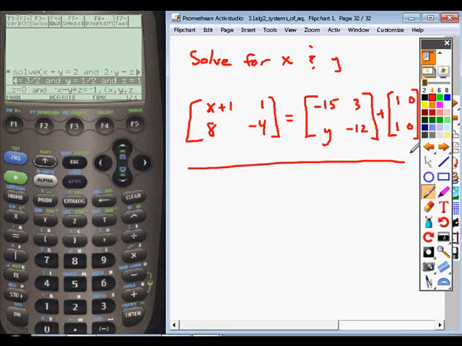Okay, this is one that you should be able to do by hand. When you add and subtract matrices, you can just combine their corresponding parts. So you know that this x plus 1 has to be equal to this minus 15 plus 1. And so when you look at that and solve for x, you cancel the 1s or subtract a 1 from both sides, so you get x is equal to negative 15.